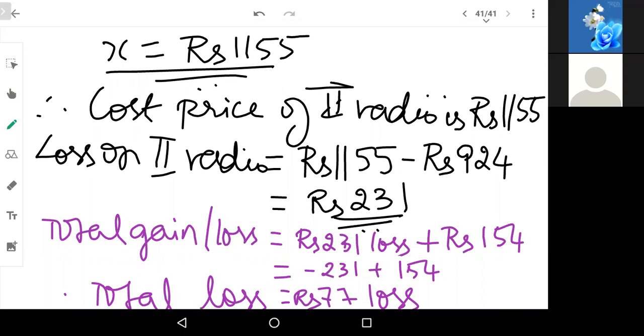If the profit was more, then we would be getting a profit of rupees 77. But here the loss is more. 231 is more than 154. So that is why he is getting a 77 rupees loss. Any doubts? Go through the question once again. Check if you have any doubts.